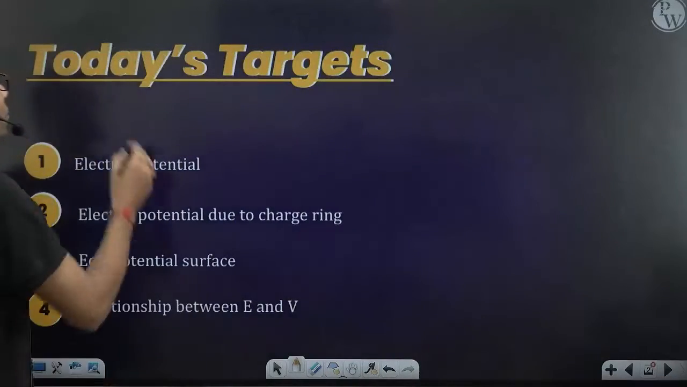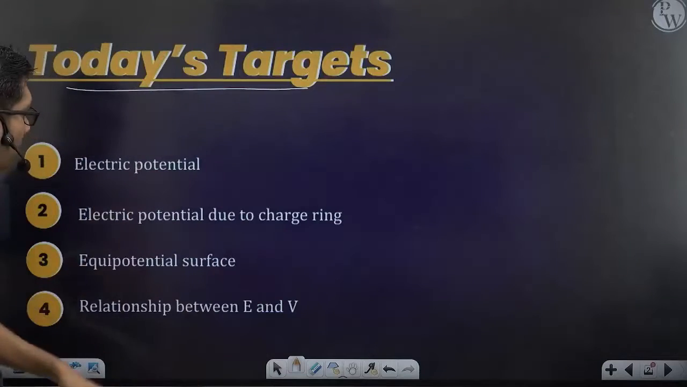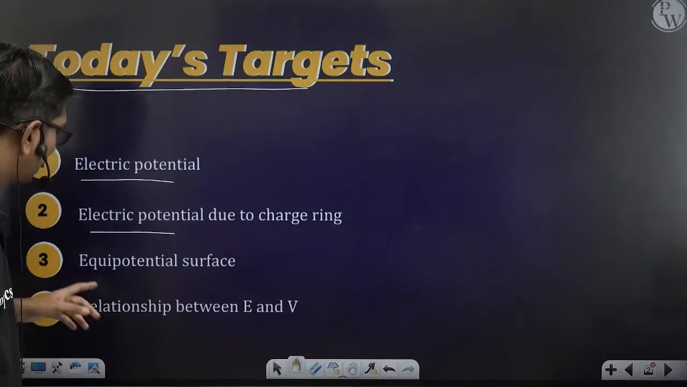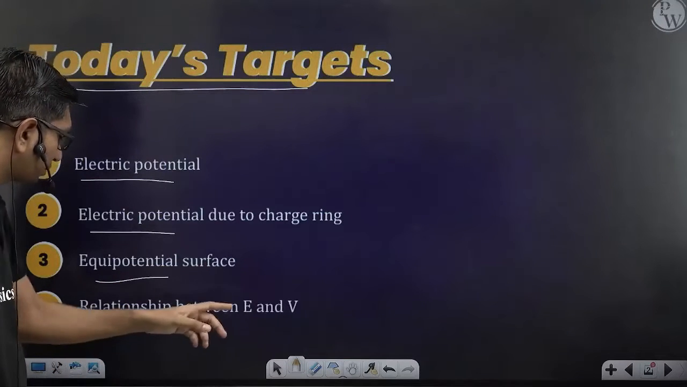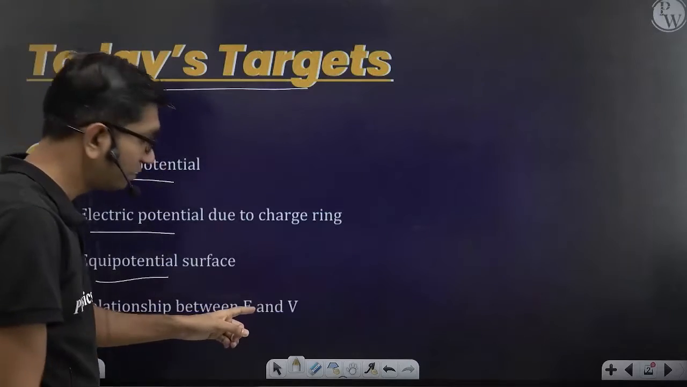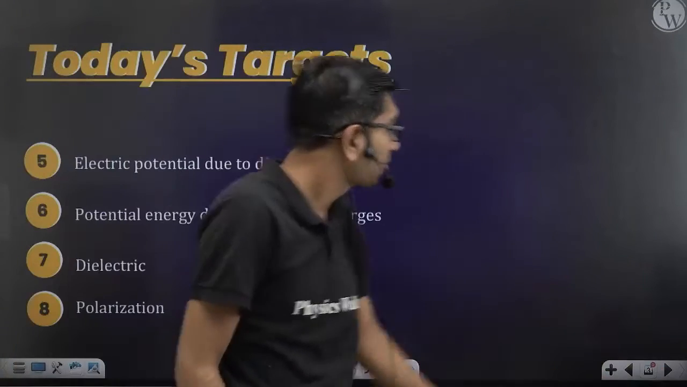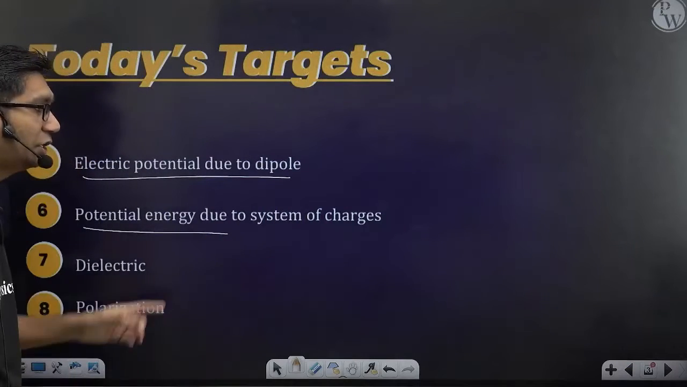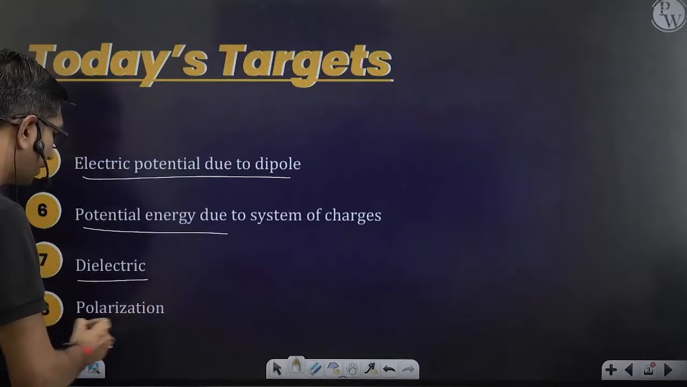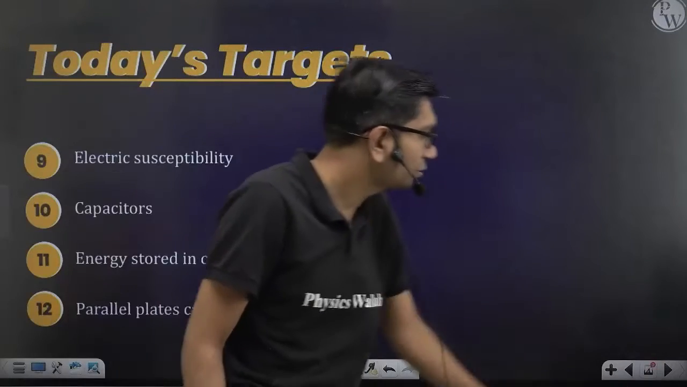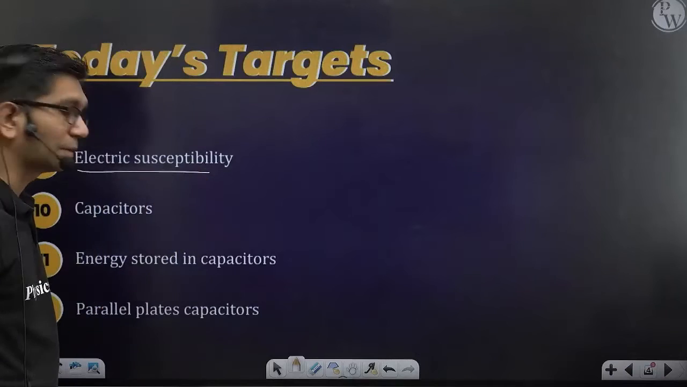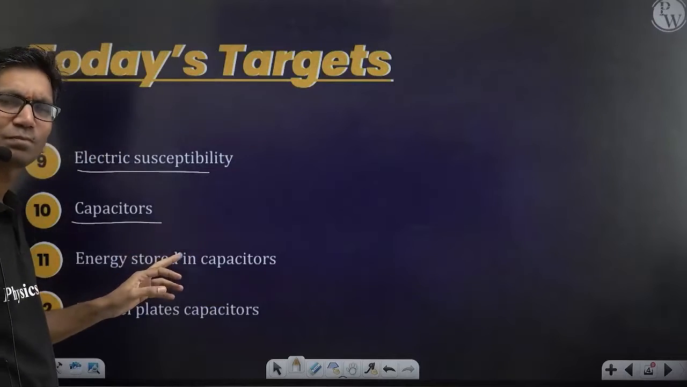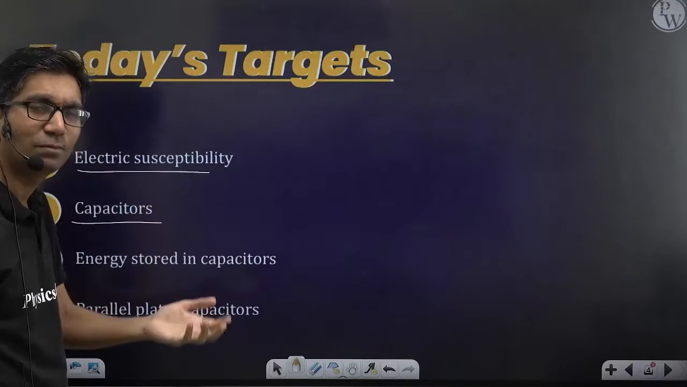Today we are going to cover all these topics. What is electric potential? Electric potential due to a charged ring. Next, equipotential surface, and the relationship between electric field intensity and electric potential. Next, electric potential due to a dipole, and potential energy of a system of charges. Next, dielectric and polarization, electric susceptibility, and capacitors. These are very important. From this chapter you will definitely get questions in JEE as well as in NEET.